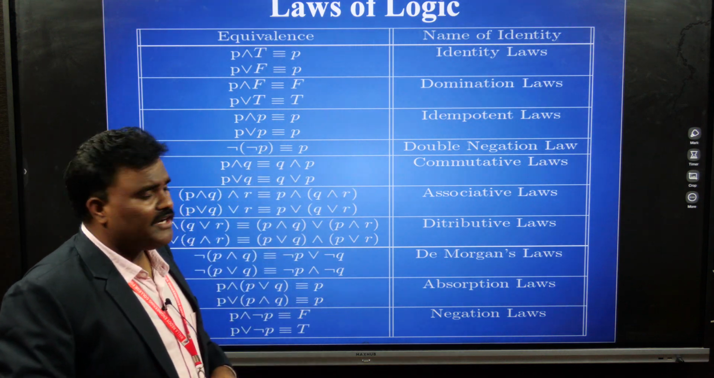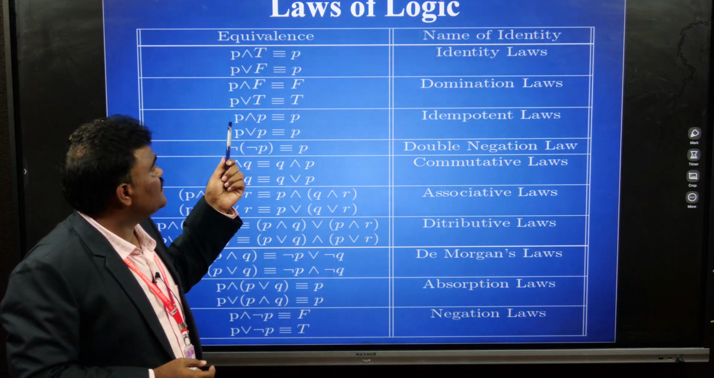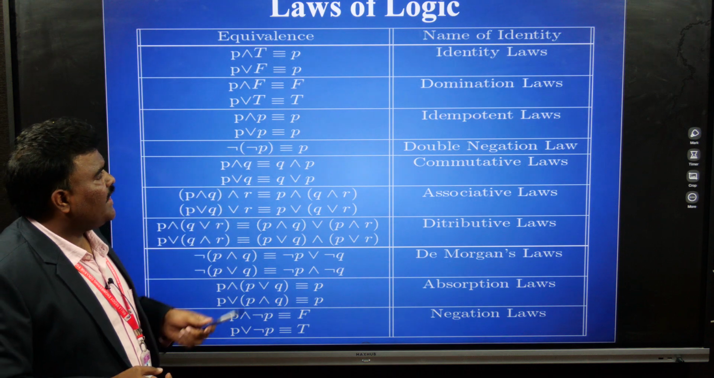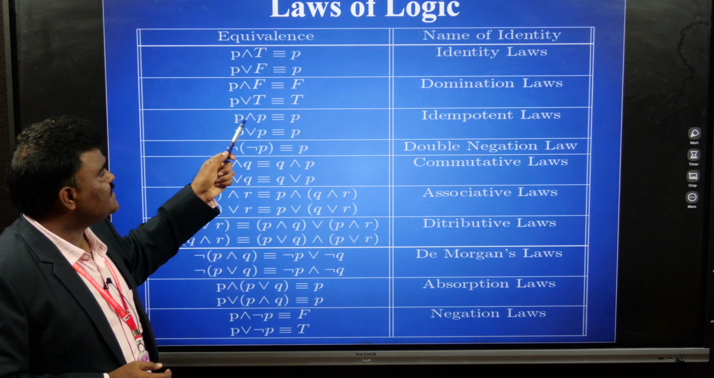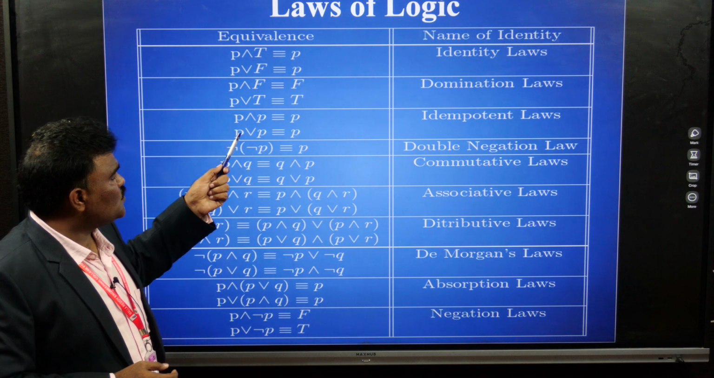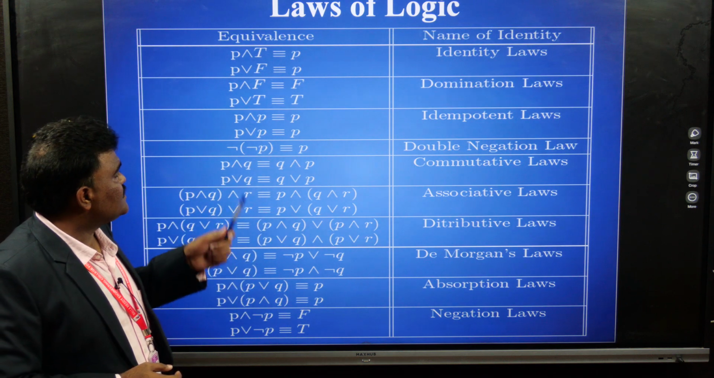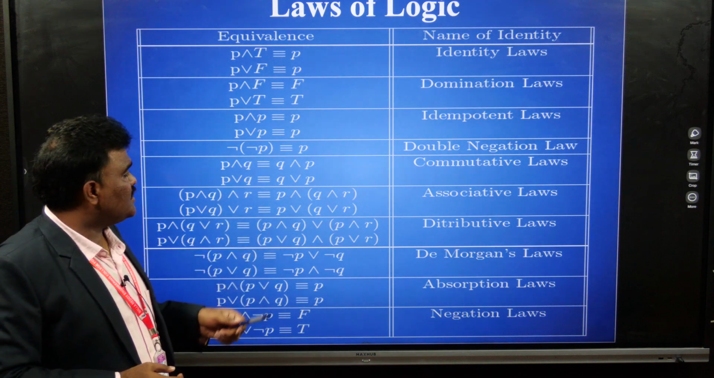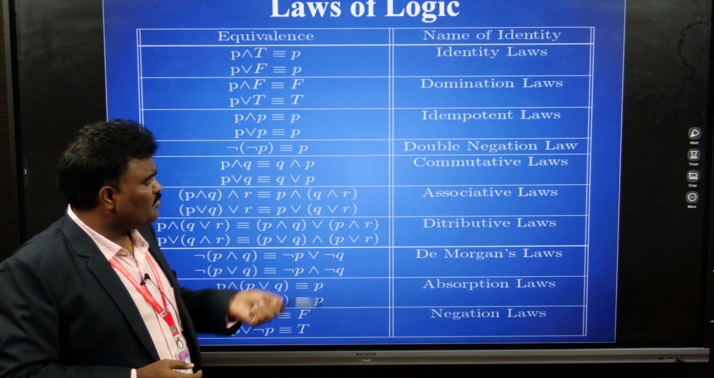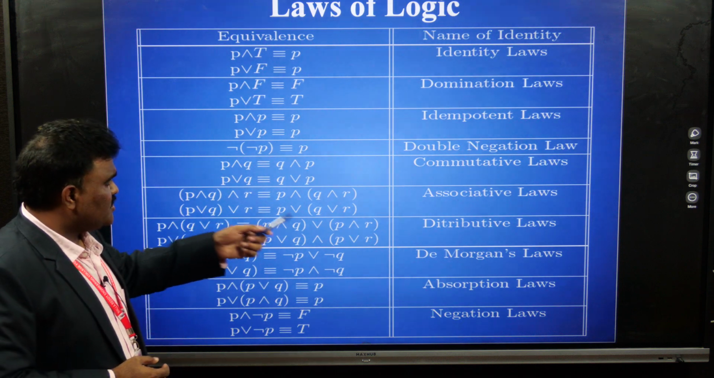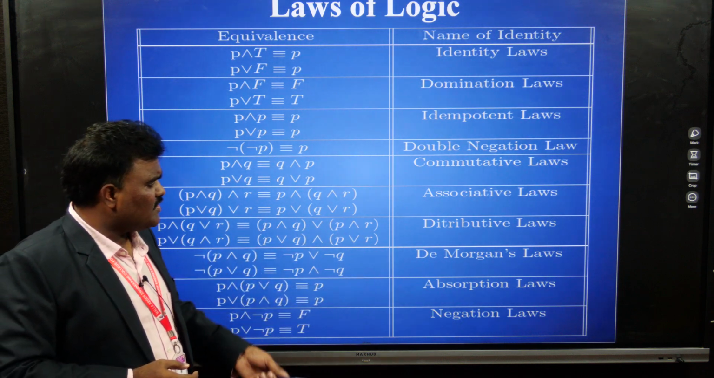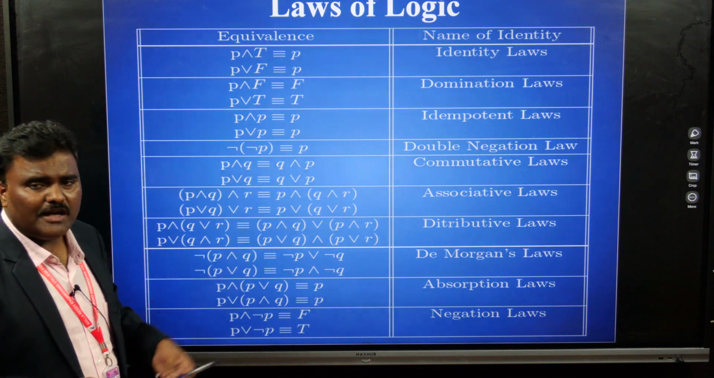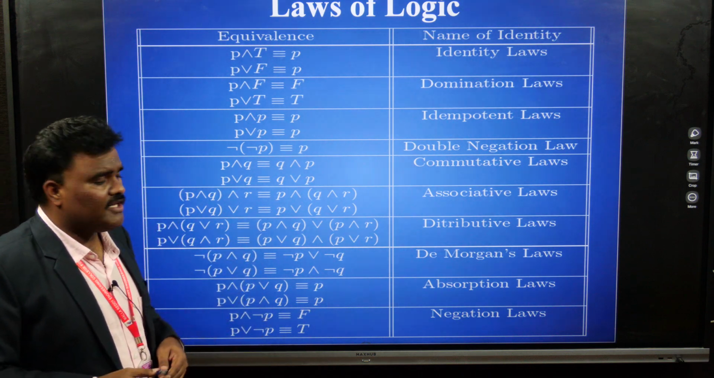First we have the identity law: P and T equals P, P or false equals P. Next, domination laws: P and false equals false, P or true equals true. Next, idempotent laws: P and P equals P, P or P equals P. Next, double negation of P equals P only. Then commutative laws, associative laws, distributive laws, De Morgan's laws, absorption laws, negation laws. With the help of all these laws, we can solve the problems.